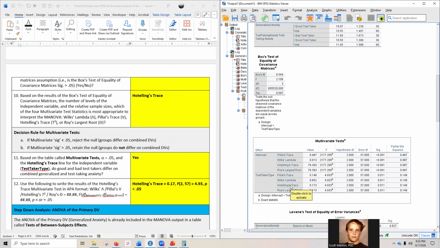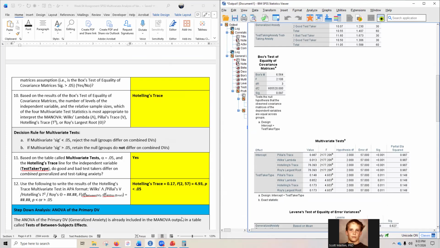Do the good and bad test takers differ on combined generalized and test taking anxiety? So this test right here for Hotelling's trace for test taker type tells you, do the good and bad test takers differ from each other on combined generalized plus test specific anxiety, these overlapping DVs? And because sig here is less than 0.05, the answer is yes. The combined DV differs between those who are good and bad test takers.